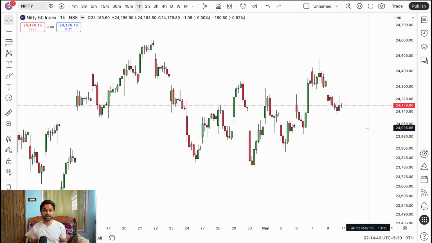We will go into detail on what the important levels are for Nifty and for Bank Nifty. So without wasting any time, let's jump onto my screen. This is a Nifty 50 chart, and we'll start our analysis by finding the important support and resistance levels for the market.